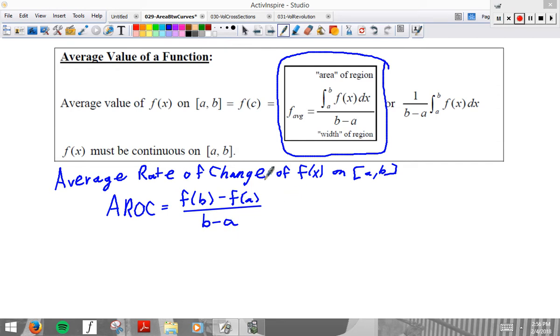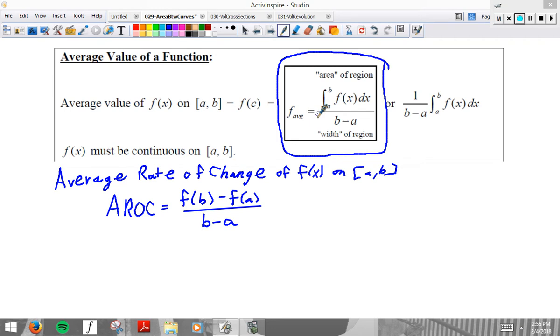So be very careful. For most questions, it's clear. Most questions are clearly asking you to find the average rate of change versus the average value. Average rate of change is this. Average value is this. That's 90% of the questions.